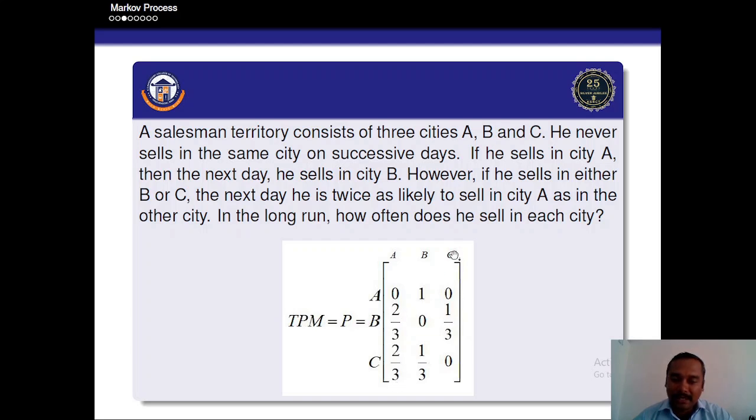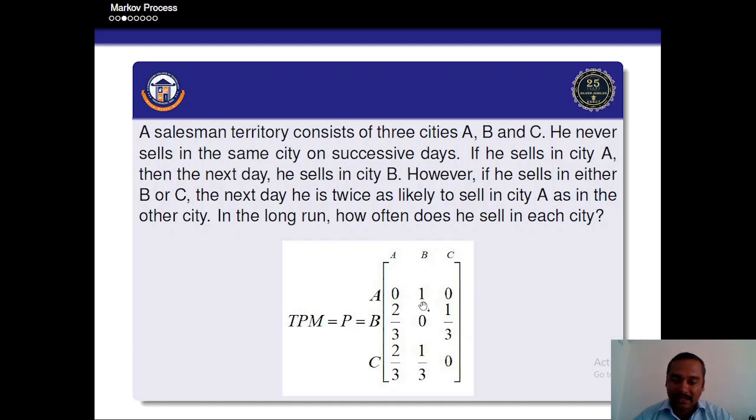Similarly follow the city C also. If he sells in city C, the next day he will sell twice as much as his sales in city C. That means if the quantity of city C is 1 by 3, the next day the quantity of sales in city A is 2 by 3. Okay, so this is the TPM of the given process.